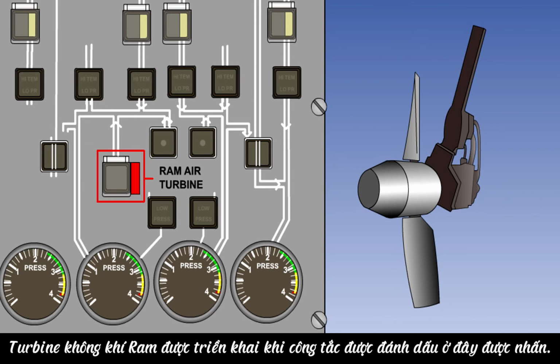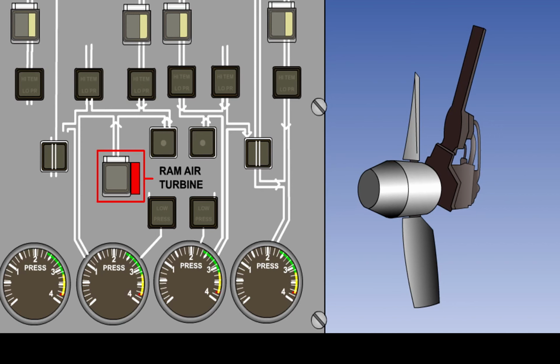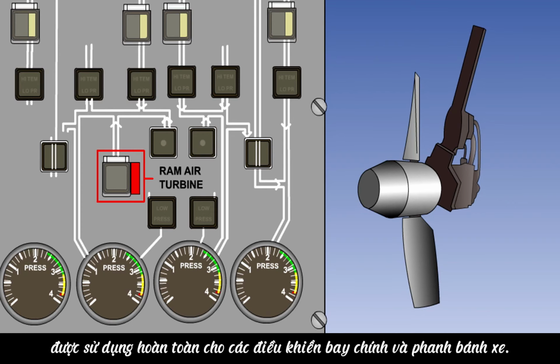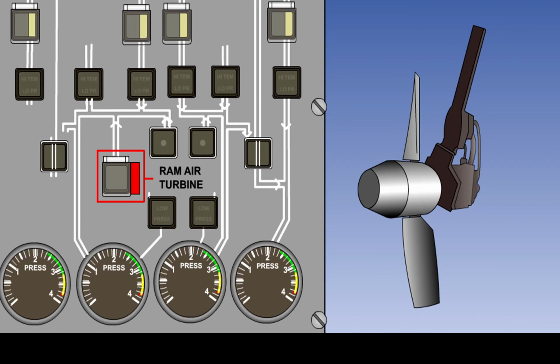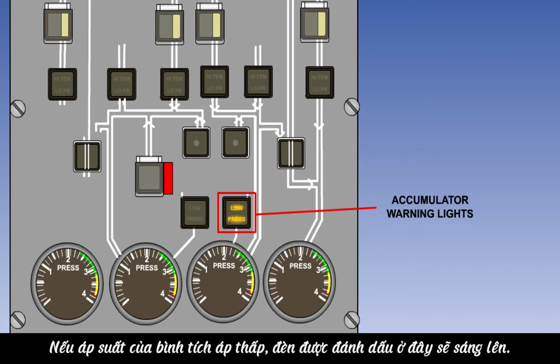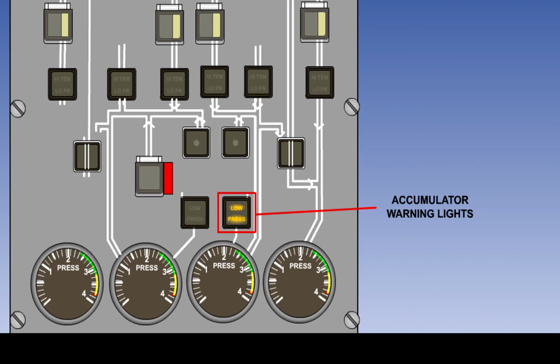The ram air turbine is deployed when the switch highlighted here is pressed. It will power hydraulic system B, which is used purely for the primary flying controls and wheel brakes. The system has 2 brake accumulators. If the accumulator pressure is low, the lights highlighted here will illuminate.